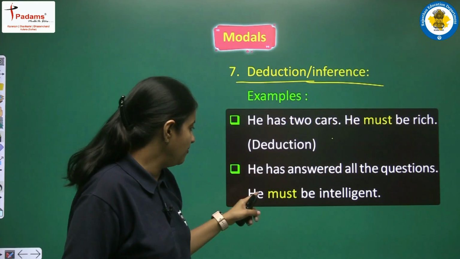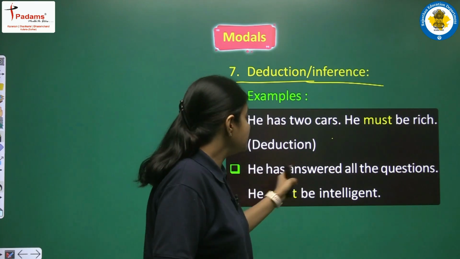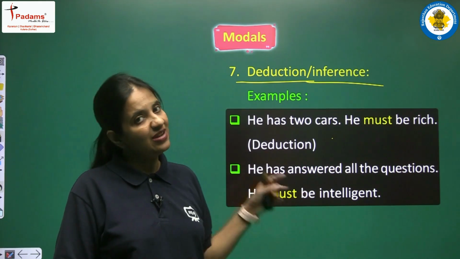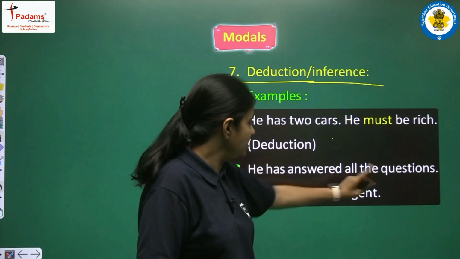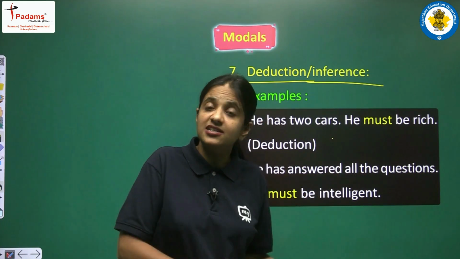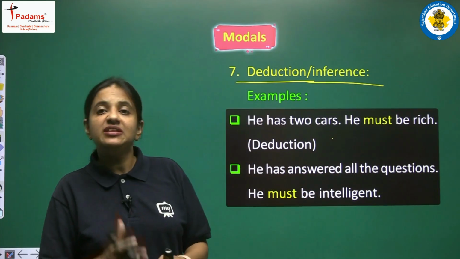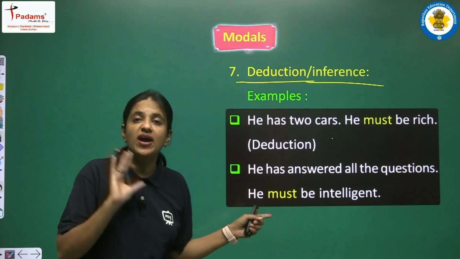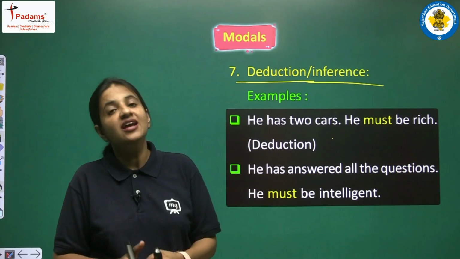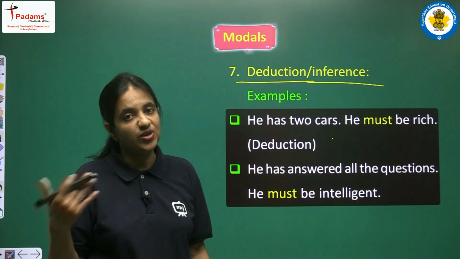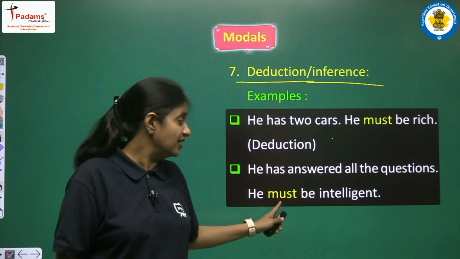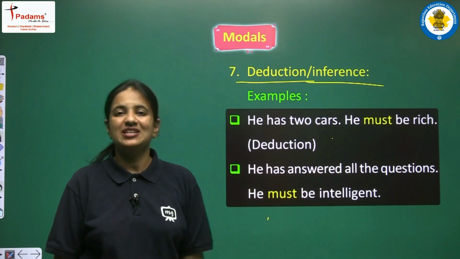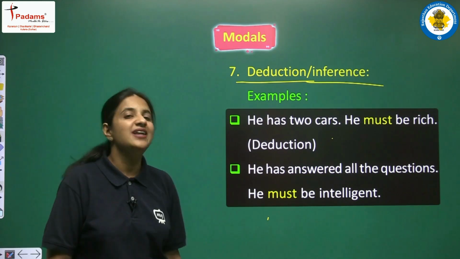Next we are having the example, he has answered all the questions. He must be intelligent. Again we are showing the same thing. First of all we said that he has answered all the questions. So now we have the conclusion that he must be very intelligent, because he knew all the answers. So because of that, this is our conclusion that he must be very intelligent. Okay, so in this manner also we can use this modal, that is must.